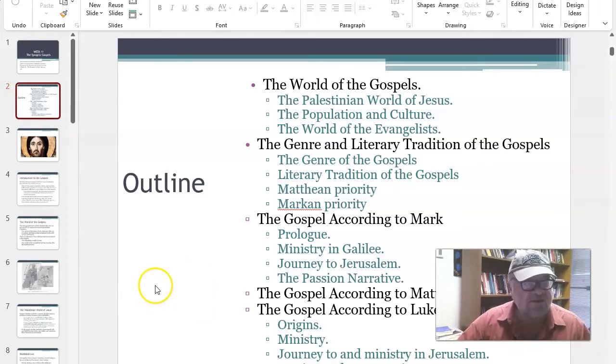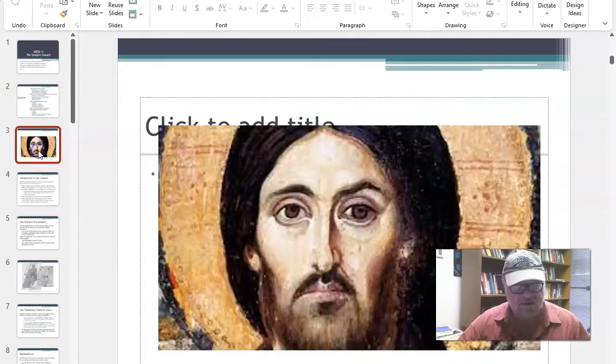So let's get started. This is a classic picture of Jesus from one of the early centuries. There's a lot of different pictures that envision him in a lot of different ways.